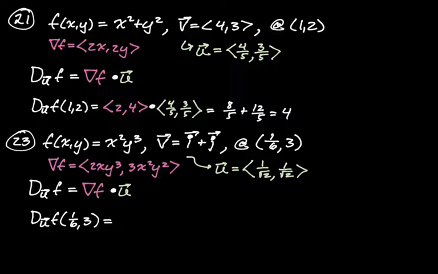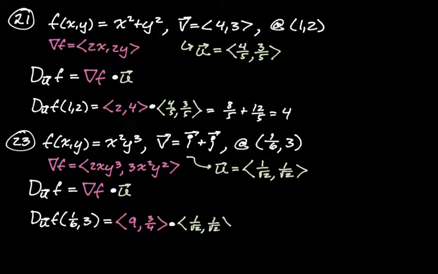So when you plug 1/6, 3 into 2xy cubed, you're going to get 2 times 1/6 is 1/3 times 3 cubed. So 1/3 of 3 cubed is 3 squared, so you get 9. Then when you plug into 3x squared y squared, you get 3 over 36, which is 1/12, and then times 9, so 9 over 12 is 3 over 4. So I'm just plugging in there. I need to dot product with the unit vector.